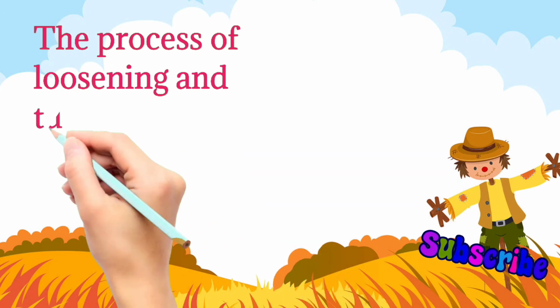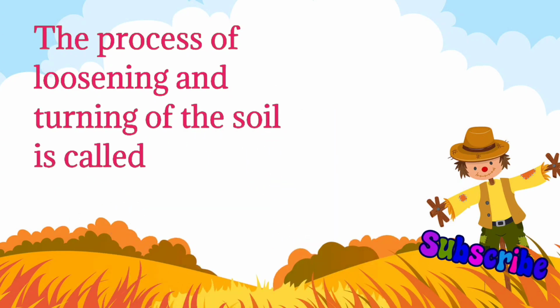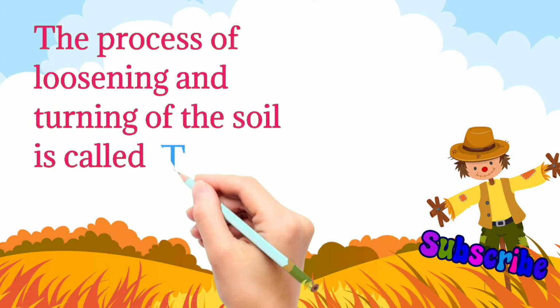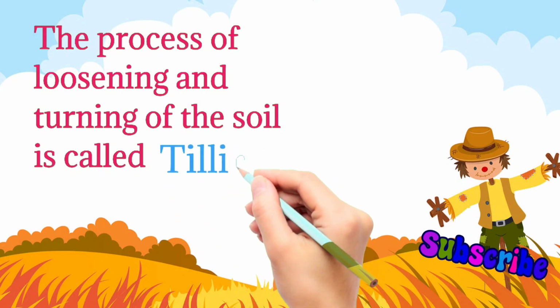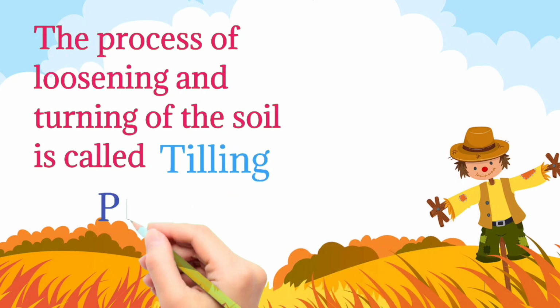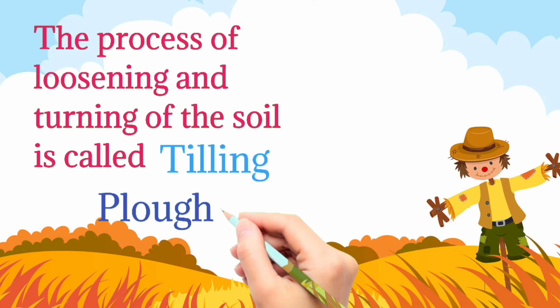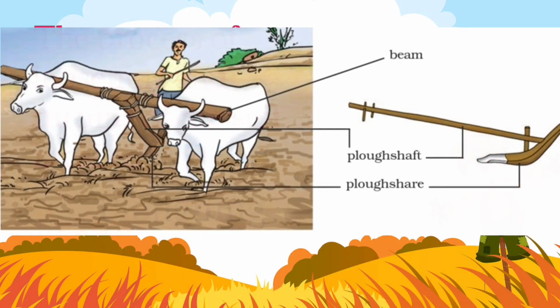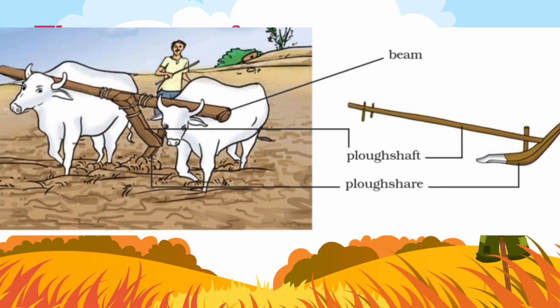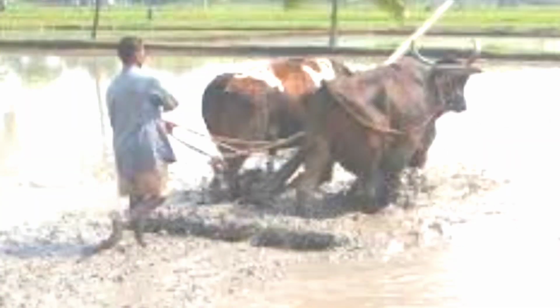The process of loosening and turning of the soil is called tilling or plowing. This is done by using a plow. What is a plow? The plow is made of wood or iron. It is a tool and implement. If the soil is very dry, it may need watering before plowing.